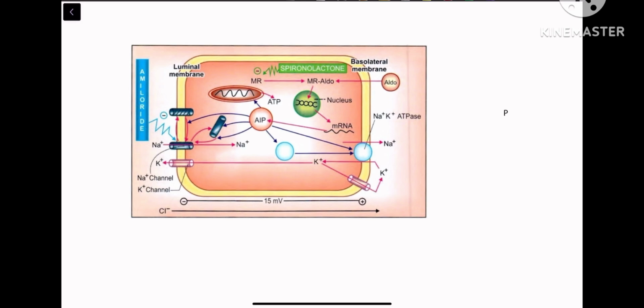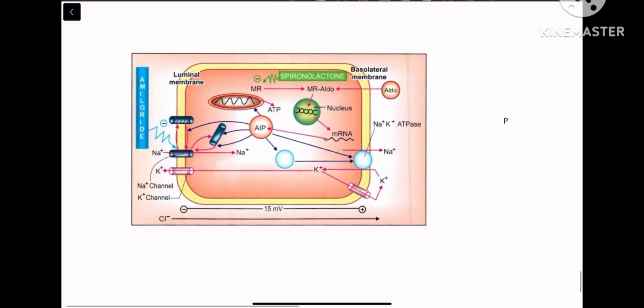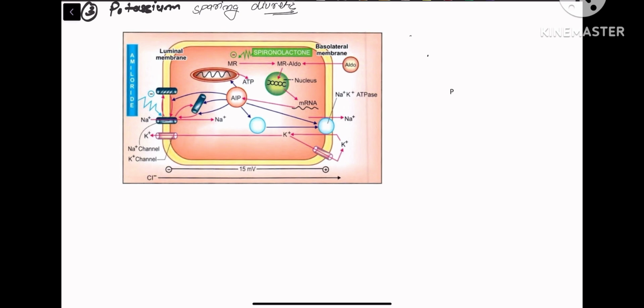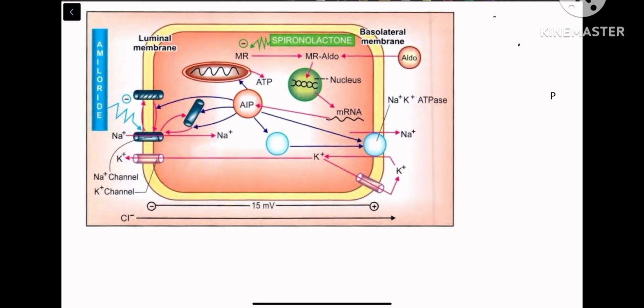Okay, the third subtype of the weak diuretics is called potassium sparing diuretics. Firstly, we discuss how the receptor normally acts. Here we have the aldosterone, and this is the basolateral side. This is the luminal side. Okay.